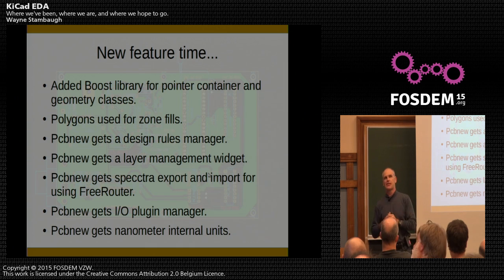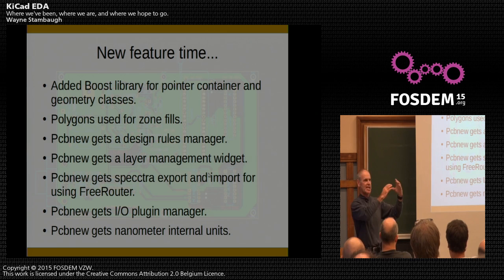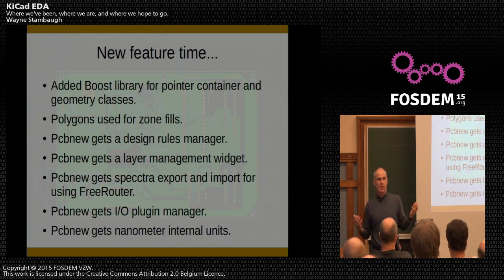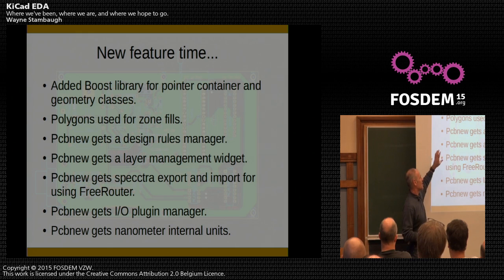We added the design rules manager. Originally there was no way to tell it, I want the trace for this net to be this thick, or I want to guarantee minimum spacing between nets. So we added that. The layer management, all the layers were on all the time. Well, you start laying out a PC board, you quickly realize you get more than a couple layers, and that becomes problematic. So we had to design, I mean, there's lots of things, a layer widget.